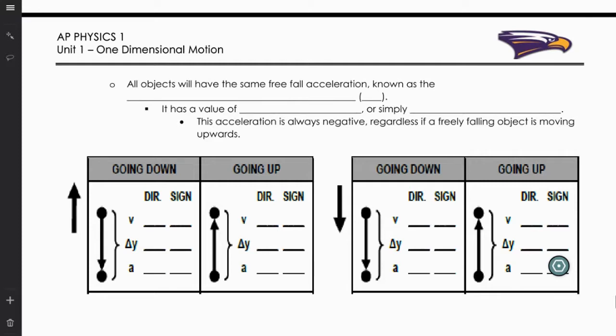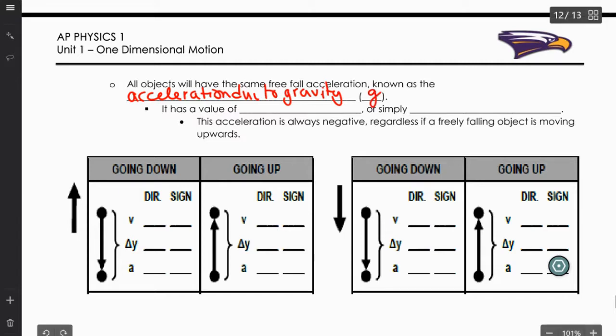So all objects are going to have the same acceleration, and that is known as the acceleration due to gravity. This is a value that is specific to the planet that you're on. It's given the special symbol of lowercase g. Here on Earth, I'm going to put the negative sign because we're always making this assumption that it's heading down. It's not really an assumption, it always is towards the center of the Earth.